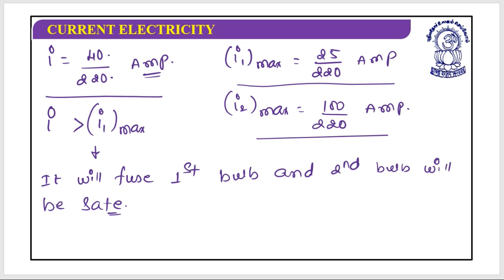Is it clear? As I is greater than I1 max and I is less than I2 max, I can say that the first bulb will be fused while the second bulb can start operating. I hope these things are clear. Do you understand fully what could be done and what could not be done? Yes. Ready for the next question?